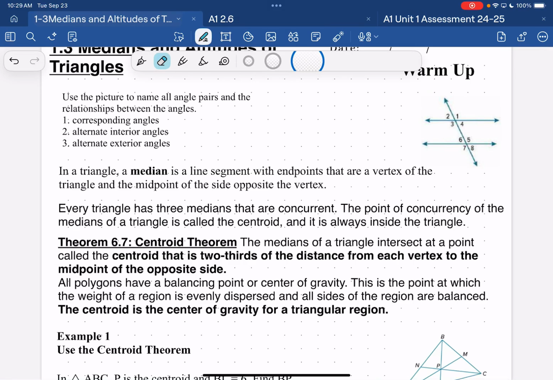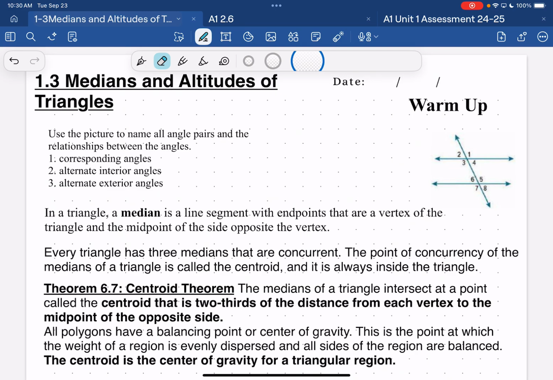Okay, before I do anything, tell me one thing. All the perpendicular bisectors, they meet at a point that is called? Circumcenter is equidistant from? All the angle bisectors meet at a point that's called? Incenter is equidistant from? Good job, perfect.